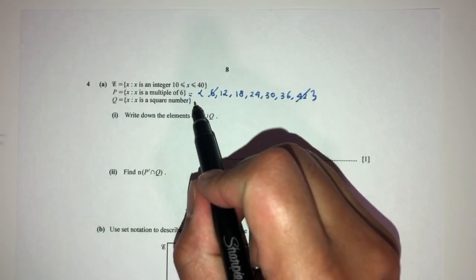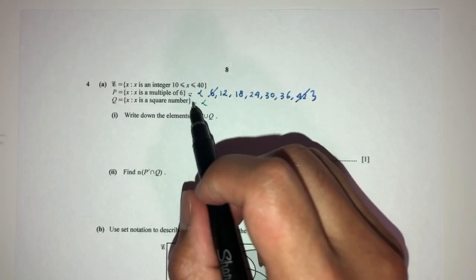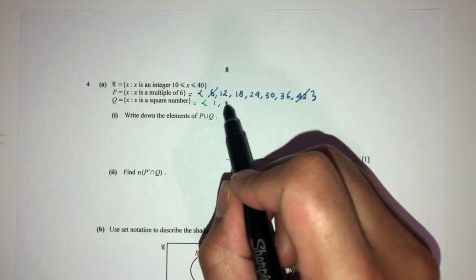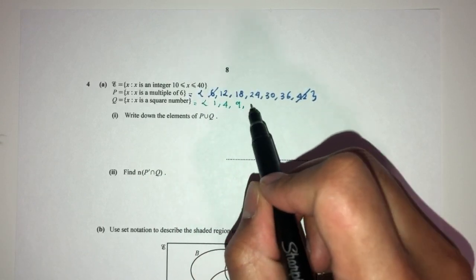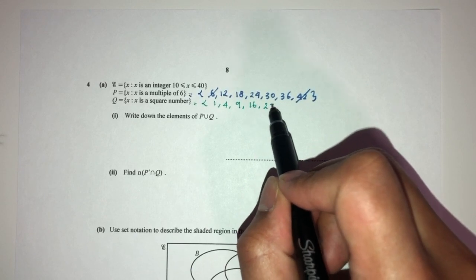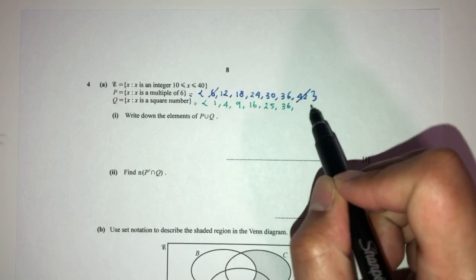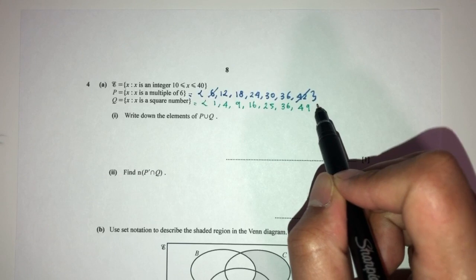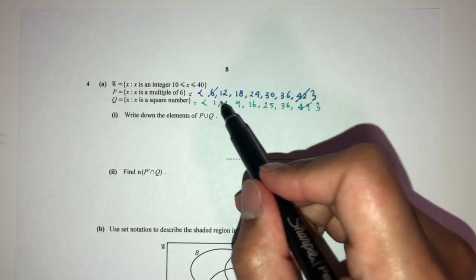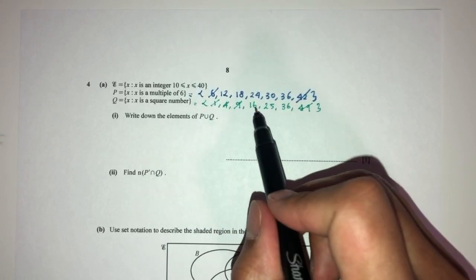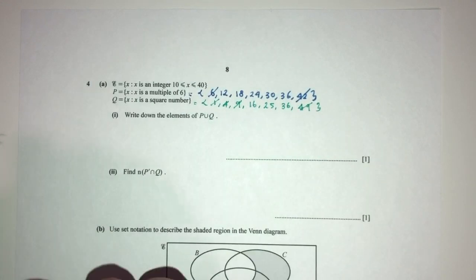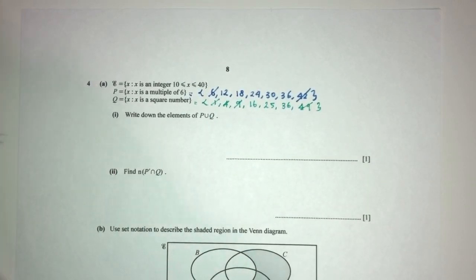And then for Q, square numbers, as we know, are 1, 4, 9, 16, 25, 36, 49. As you can see, this is outside and this will be outside as well. So only these values and these values will be inside these two sets.